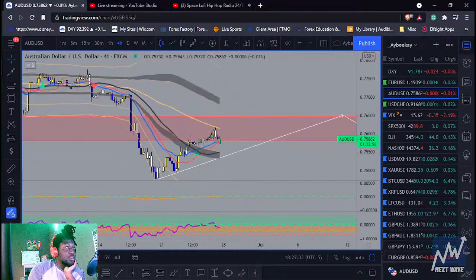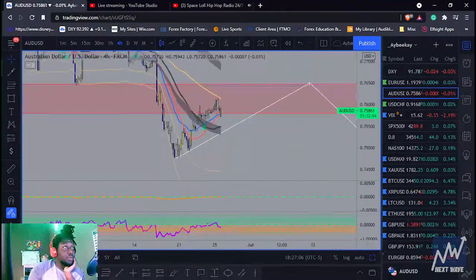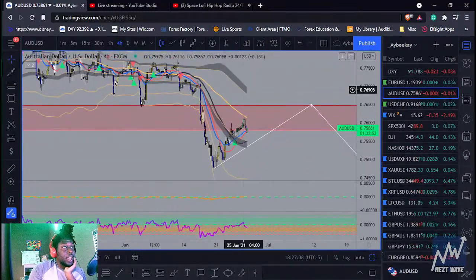4-hour time frame, it is bullish, so again, I'm looking for price to climb up a little higher. Expect price to come up to like 0.76900, and that's where I'll be looking for a potential sell or something like that, you know.